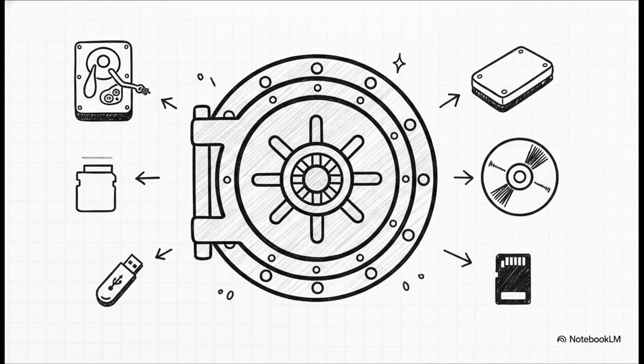Some examples of secondary storage you probably use every day include your hard disk, an SSD or solid-state drive, CDs, DVDs, Blu-ray discs, pen drives, and memory cards. They are all built for keeping massive amounts of files safe long-term.